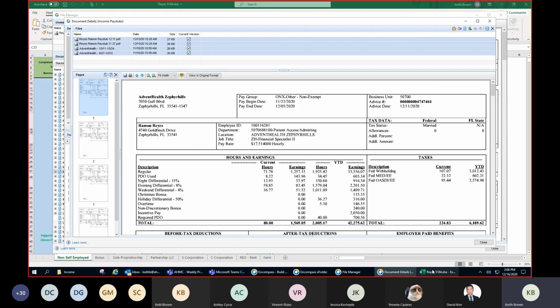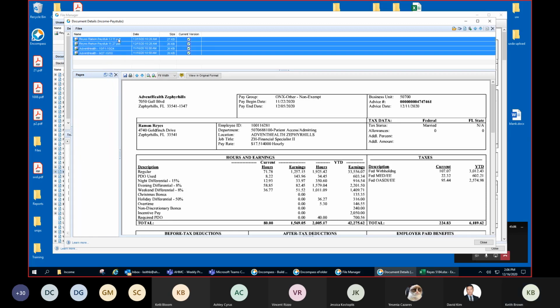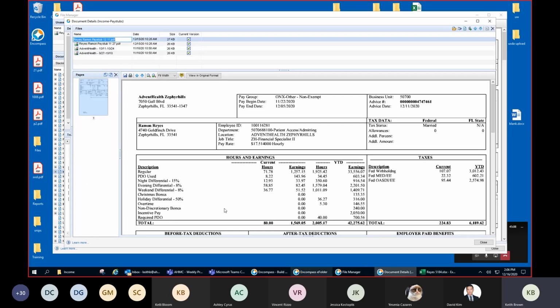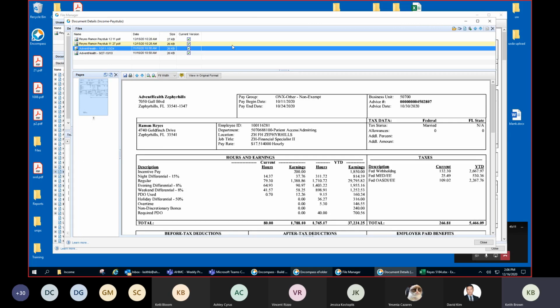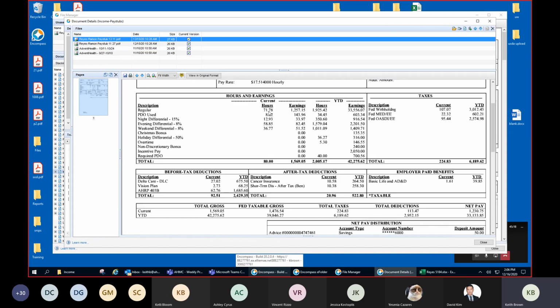and who am I looking at here? This is Ramon. Ramon's pay stub. This guy's a healthcare worker, and this is very common in healthcare workers. You'll notice he has 71 hours. He used some PDO, but then he has a night differential, an evening differential, a weekend differential. This is very common for healthcare workers. The hours change and they're variable, right?